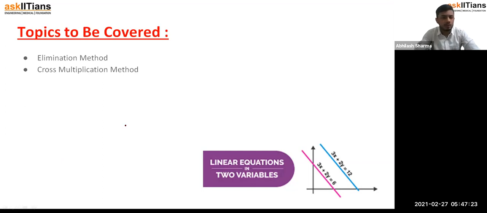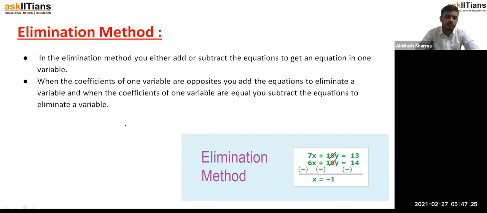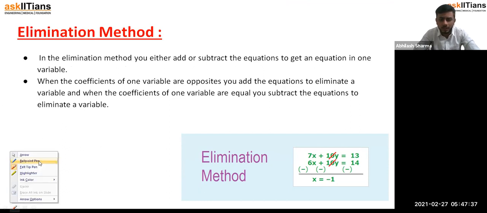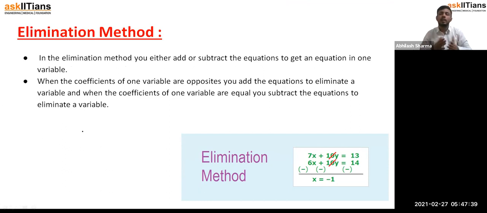Now, as far as the elimination method is concerned, what we do is that we either add or subtract the equations to get an equation in one variable. Now, why is this justified? Sometimes students think, why is it justified to add equations? Why is it justified to subtract them or even multiply them or any such thing?